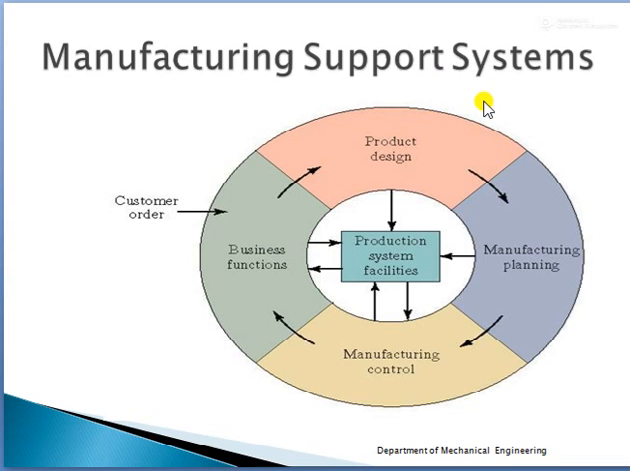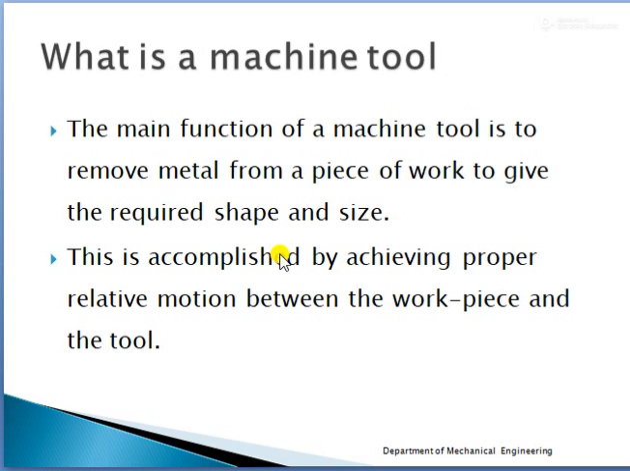Manufacturing support system, as we have seen in the previous lecture, we are going to have the customer order. Then after getting the customer order, we are going to prepare the product design. After preparing the product design, we go to manufacturing planning, and after manufacturing planning we do manufacturing control. Then we have business functions, as we have seen in the previous slides. We'll see what a machine tool is.